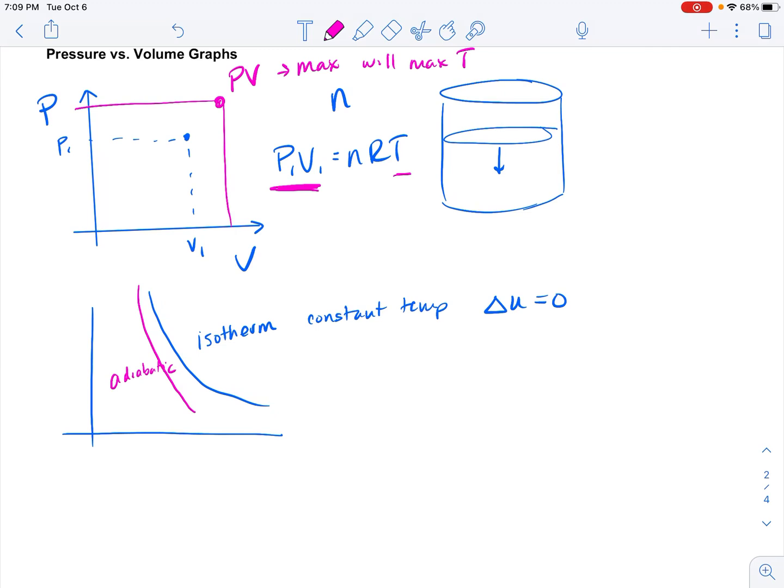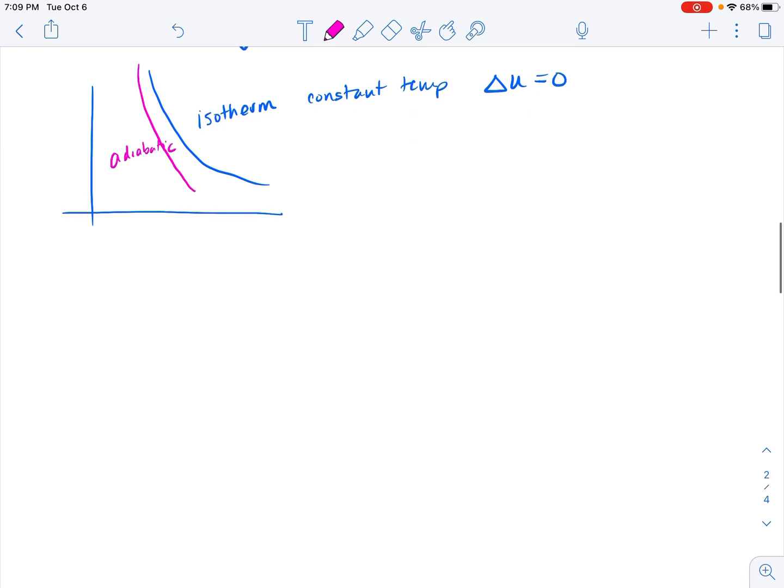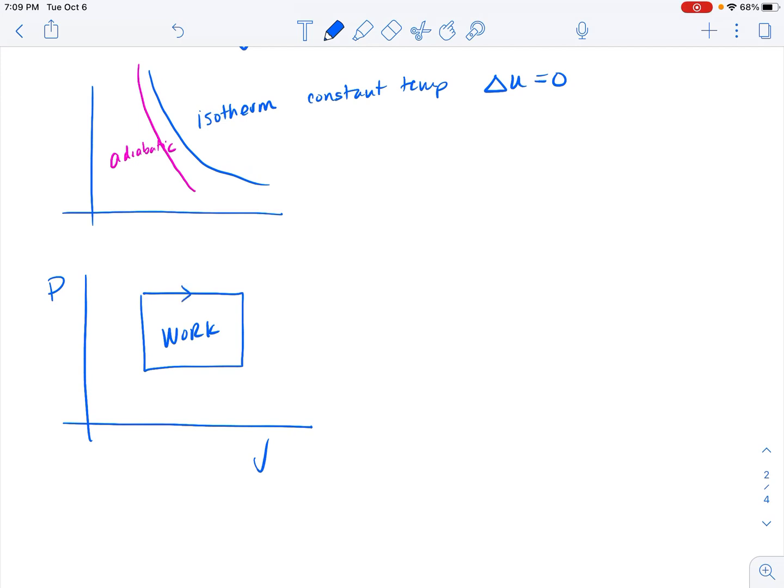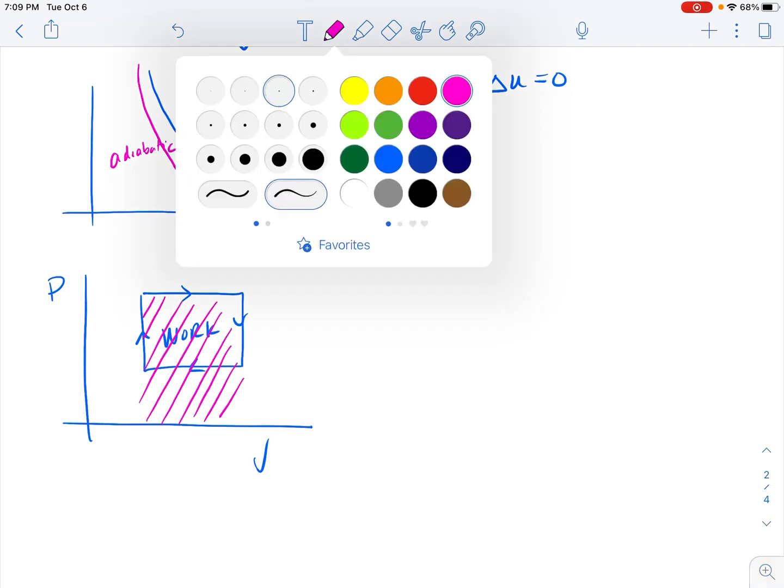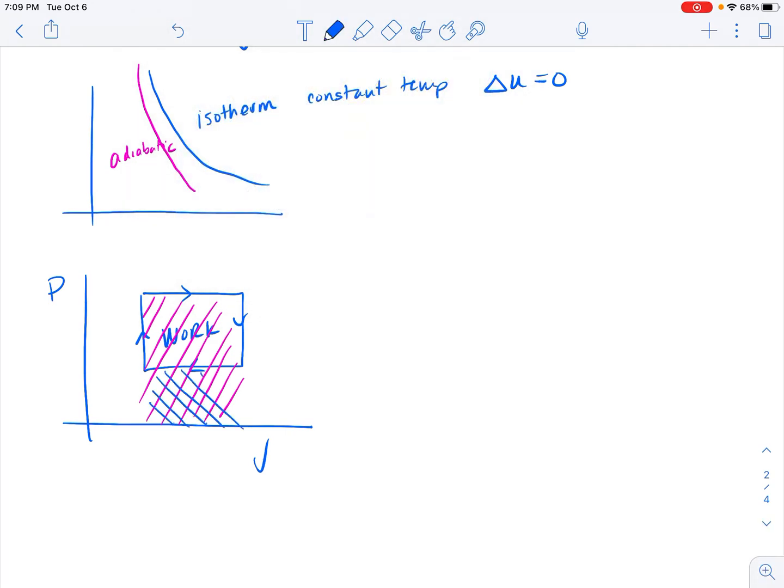Alrighty, let's see. More about PV diagrams. The area surrounded in a PV diagram is the work. And I can calculate it by simply calculating the area of that rectangle, or I could take the area that I've designated in pink, and I could subtract off this area designated in blue.